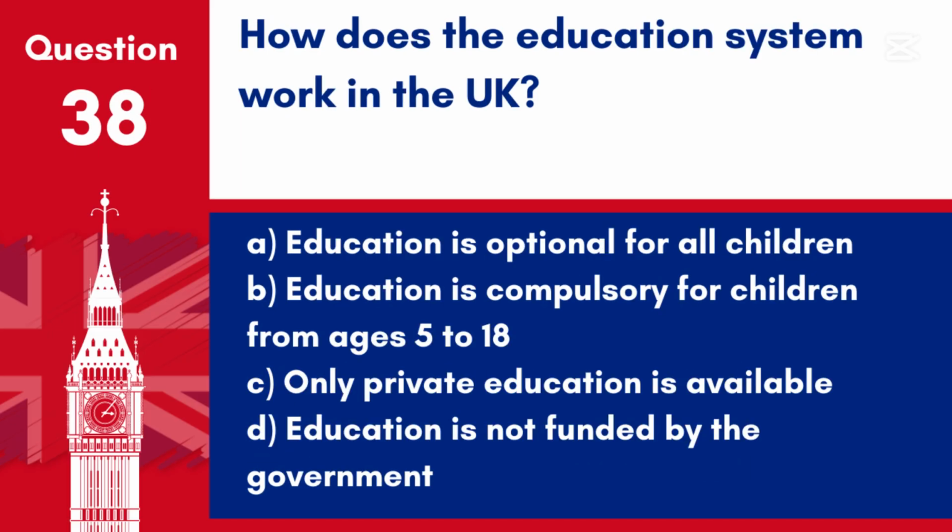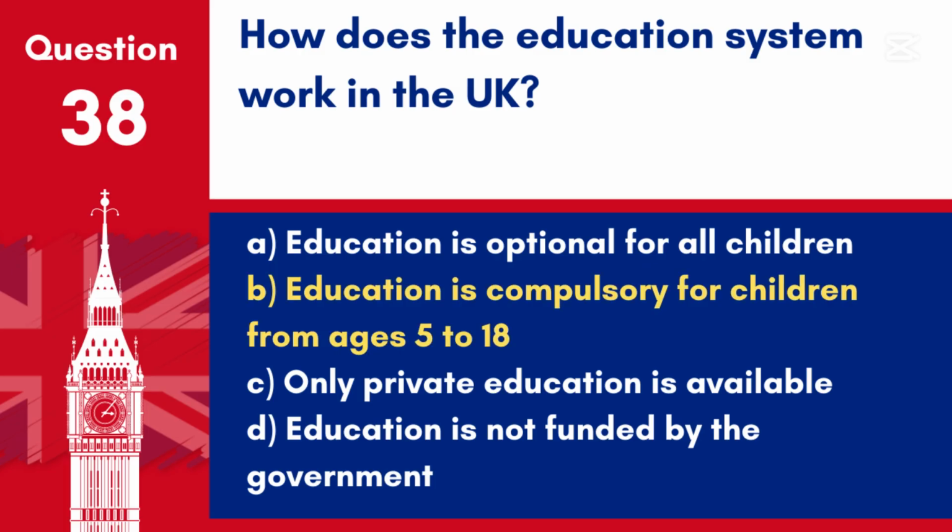Question 38. How does the education system work in the UK? A. Education is optional for all children. B. Education is compulsory for children from ages 5 to 18. C. Only private education is available. D. Education is not funded by the government.